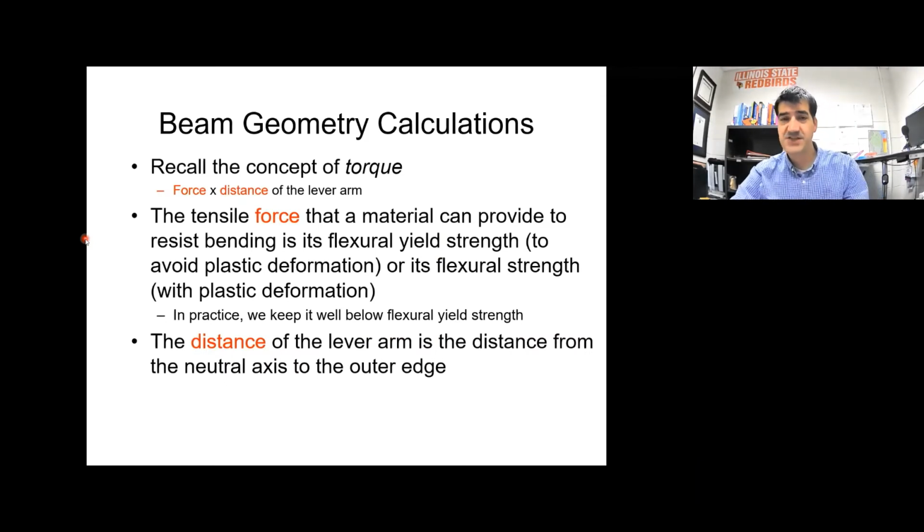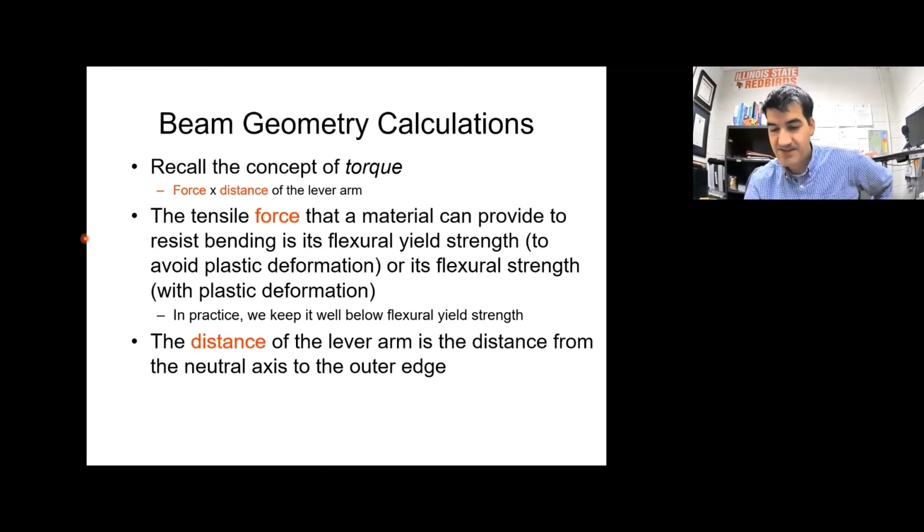One analogy that I like to make when I'm thinking about beam bending, it's not a perfect analogy, but I think it's helpful, is the idea of torque. Remember, torque is a twisting force. So if you're talking about the torque on a bolt and you're tightening it with a wrench, then the torque on that bolt is the length of the wrench times the force that you're applying, the force times the distance.